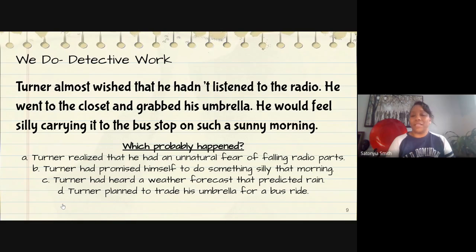So based on the information that you have, which probably happened? Is it A, Turner realized that he had an unnatural fear of falling radio parts? Is it B, Turner had promised himself to do something silly that morning? C, Turner had heard a weather forecast that predicted rain? Or D, Turner planned to trade his umbrella for a bus ride? So which one do you think it is? Do you think it is A, B, C, or D?